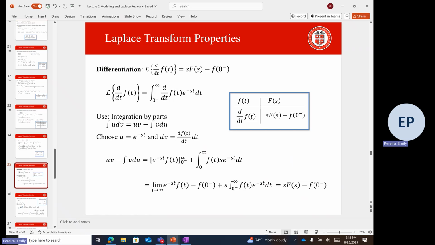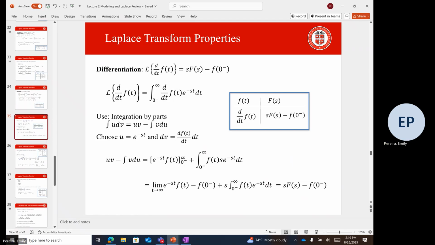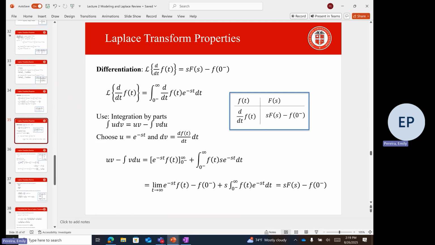And we will see an example of that here, but just know that a differential will mean s in the Laplace domain. So when we're going back and forth from differential equations to the Laplace domain, you'll see this property used a lot. Okay, and the proof is again below. It uses integration by parts.